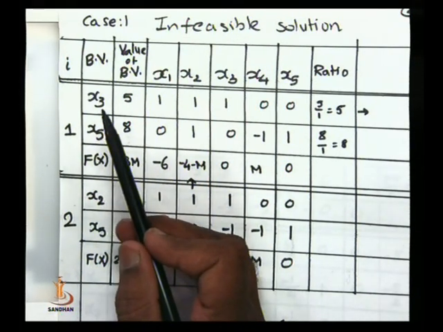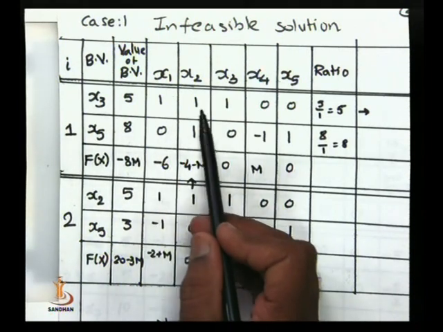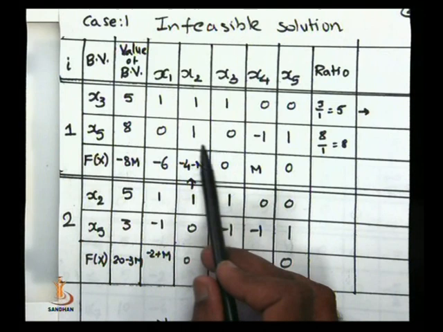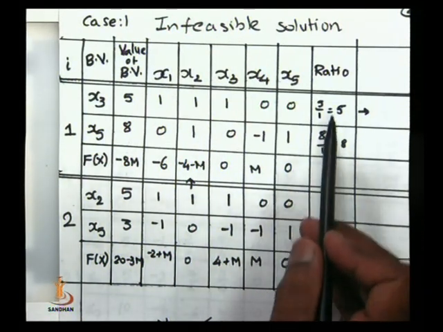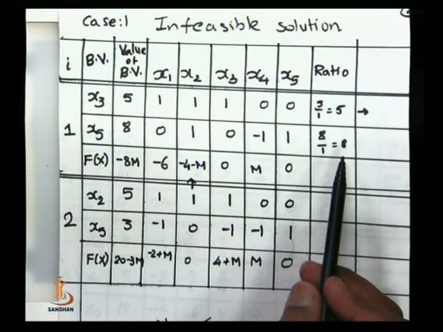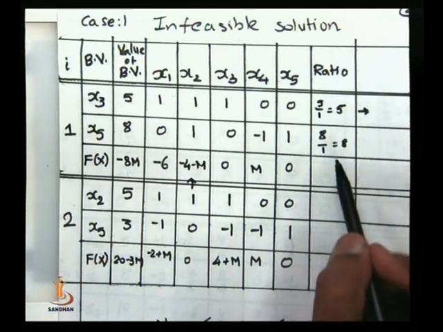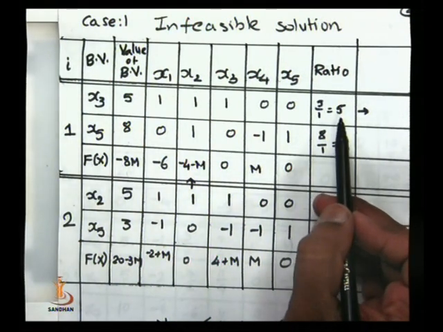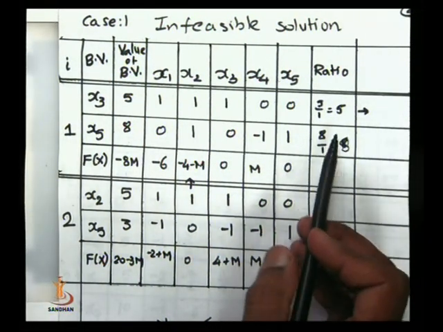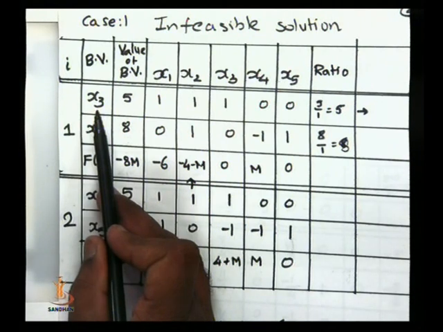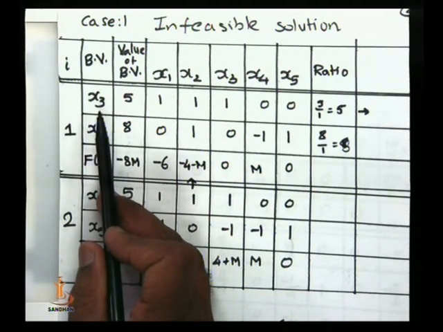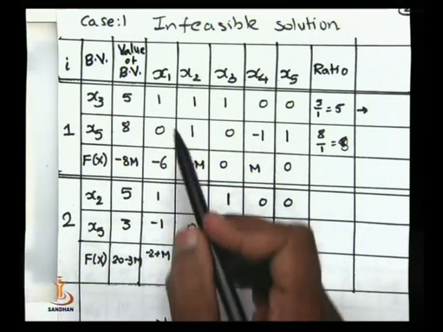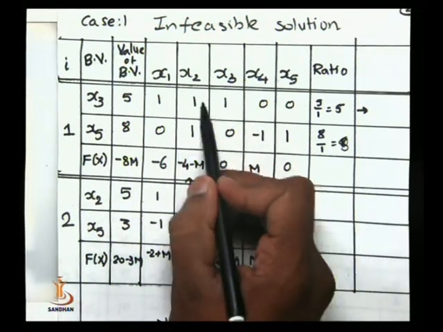If I find the ratio, I will get 5 upon 1, that is 5. Then second, 8 upon 1, so 8. We have got these two ratios, as there are only two equations. Out of these two, 5 and 8, this 5 is the smallest ratio. So the corresponding variable, that is the x3 variable, will leave the basis, and it is replaced by the variable x2, because it is our key column. So this is our key element.